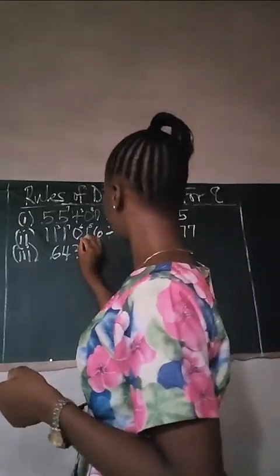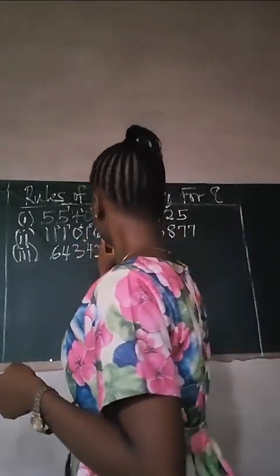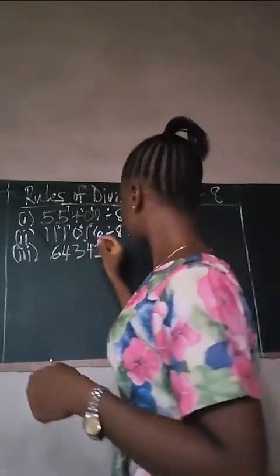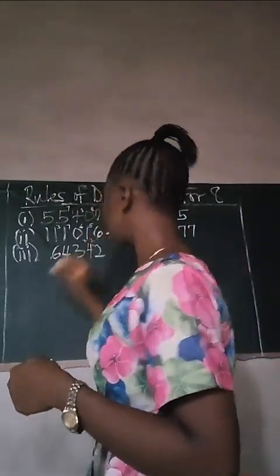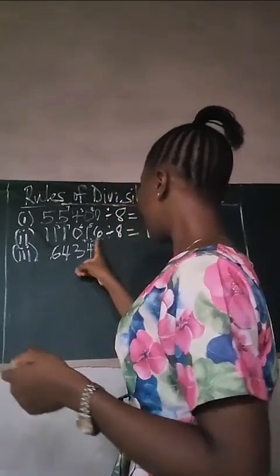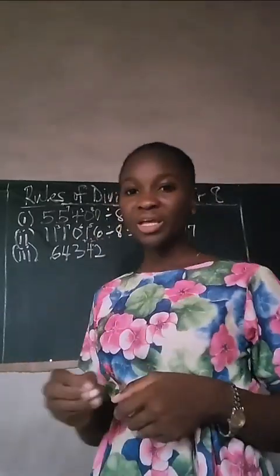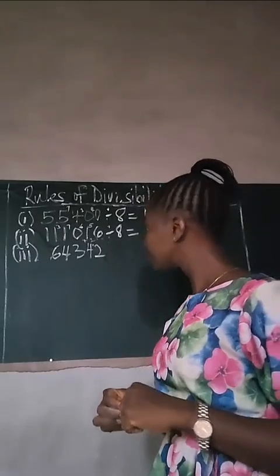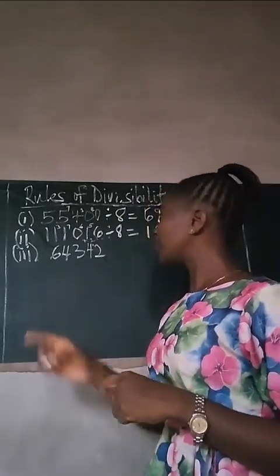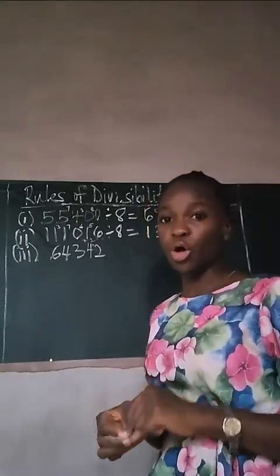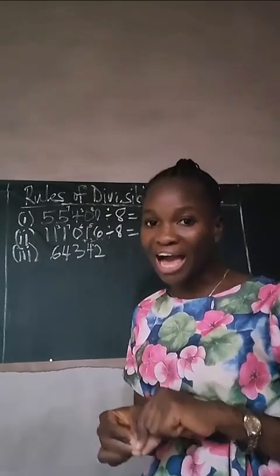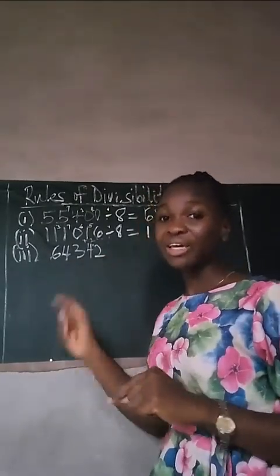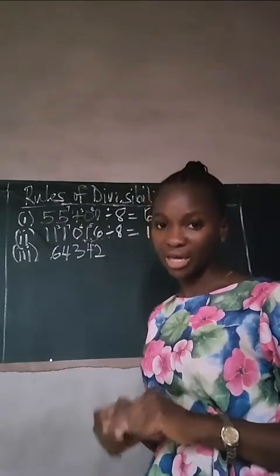34, that's 4, remainder 2. 22, that's 2, remainder 6. So that implies that 342 is not divisible by 8. So that implies that 64,342 will also not be divisible by 8, because 342, the last 3 digits, is not divisible by 8.